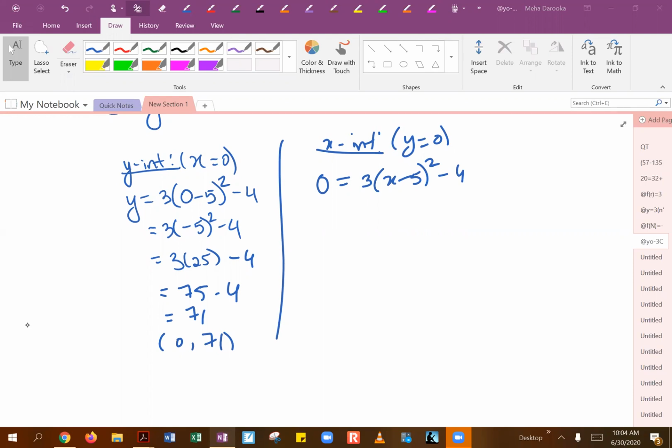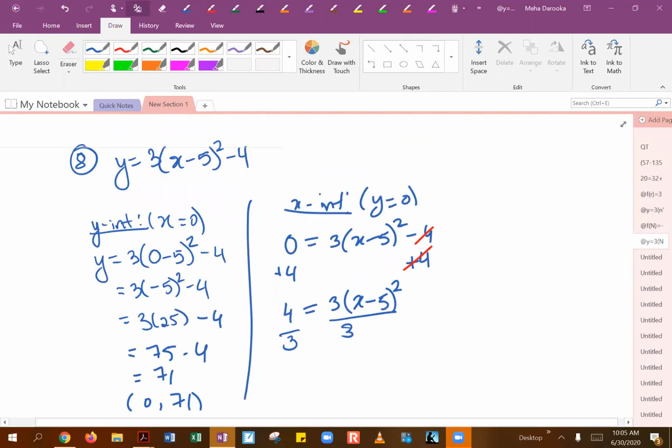Could you add 4 to both sides? Very good, Grace. Yeah, that's exactly where you want to start. You want to start by adding 4 to both sides of our equation. So we can go ahead and get rid of that 4 here. Alrighty, very good. So we would have 4 equals, then of course 3 times (x minus 5) squared. And then what would we do next? Yeah, very good. Divide by 3. Again, get rid of that 3 on the right-hand side.